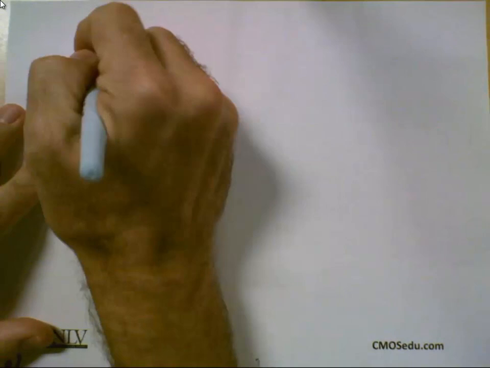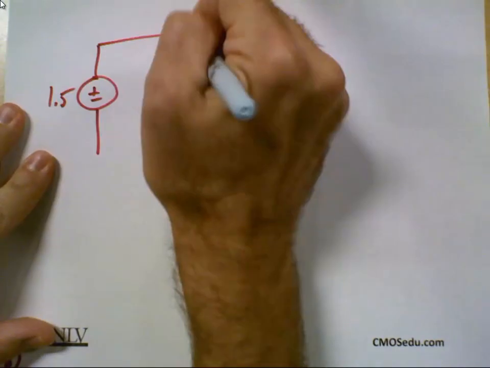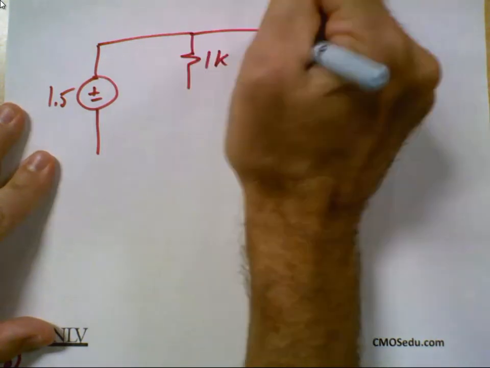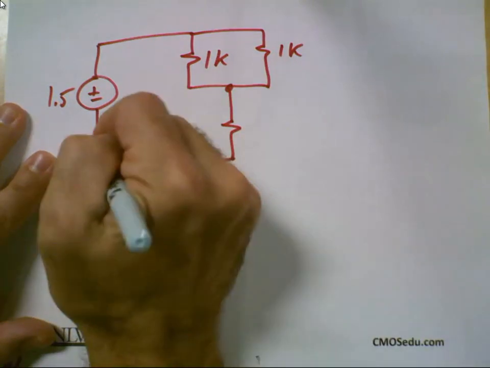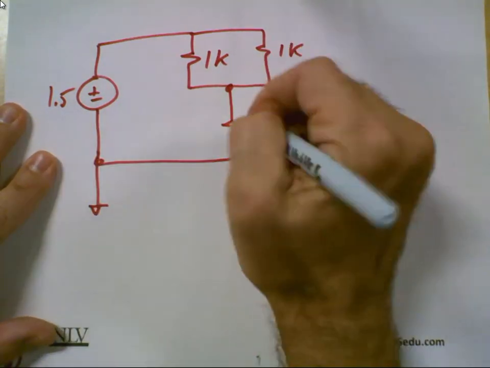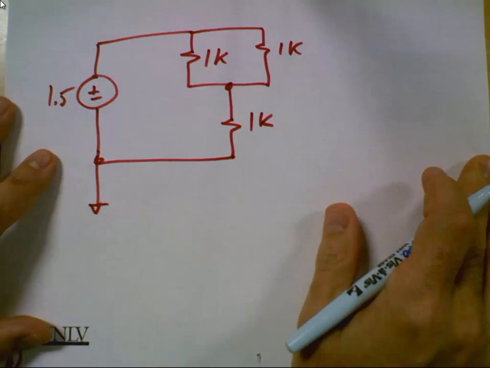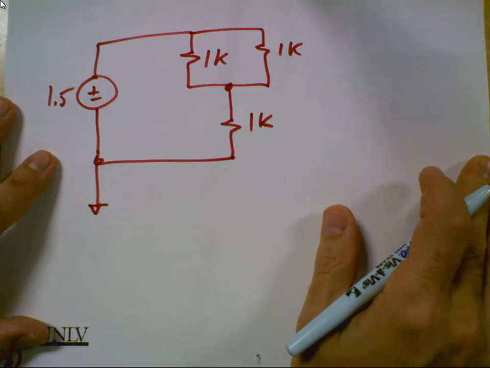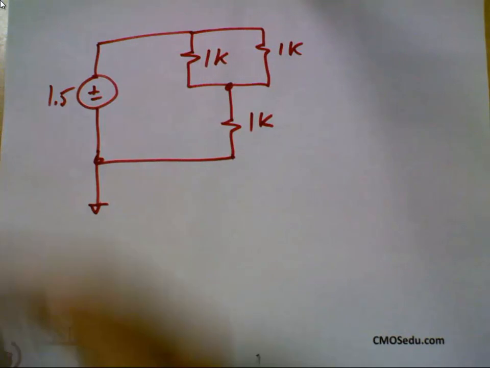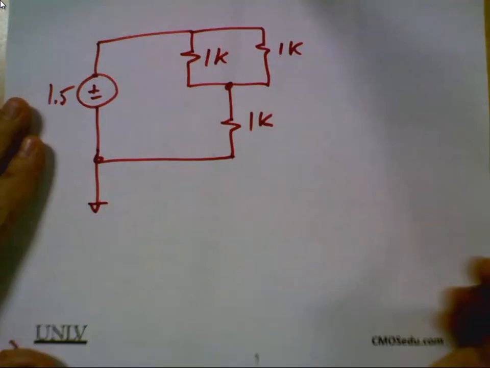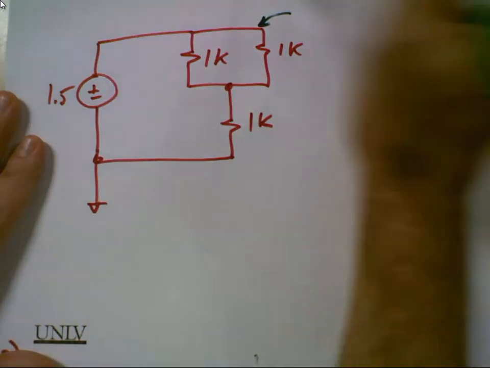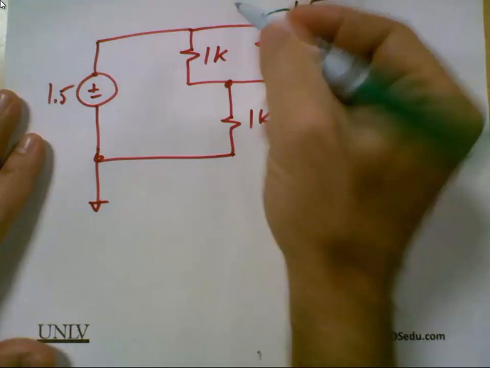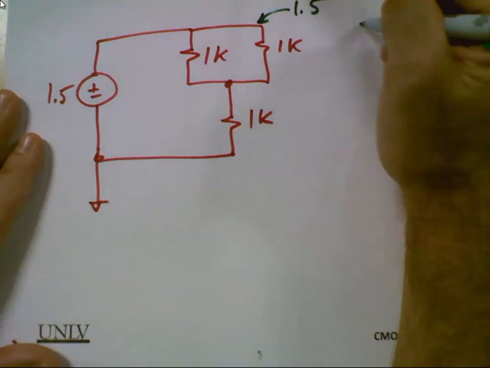So let's say we've got 1.5 volts. We've got a 1K, 1K, 1K, and I want you to find all of the currents and voltages. So let's get partial credit. What's that voltage? 1.5. What is the equivalent resistance of these two in parallel?